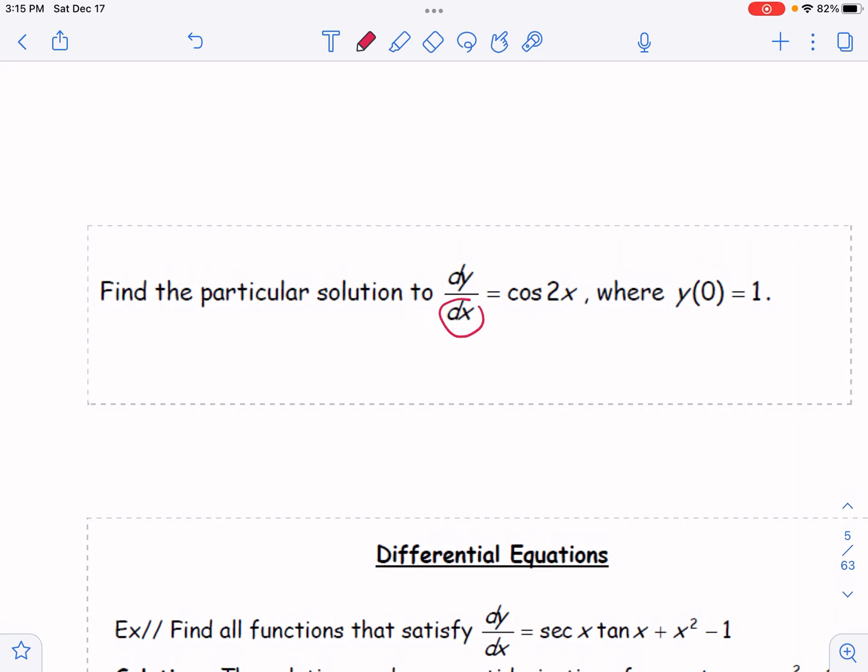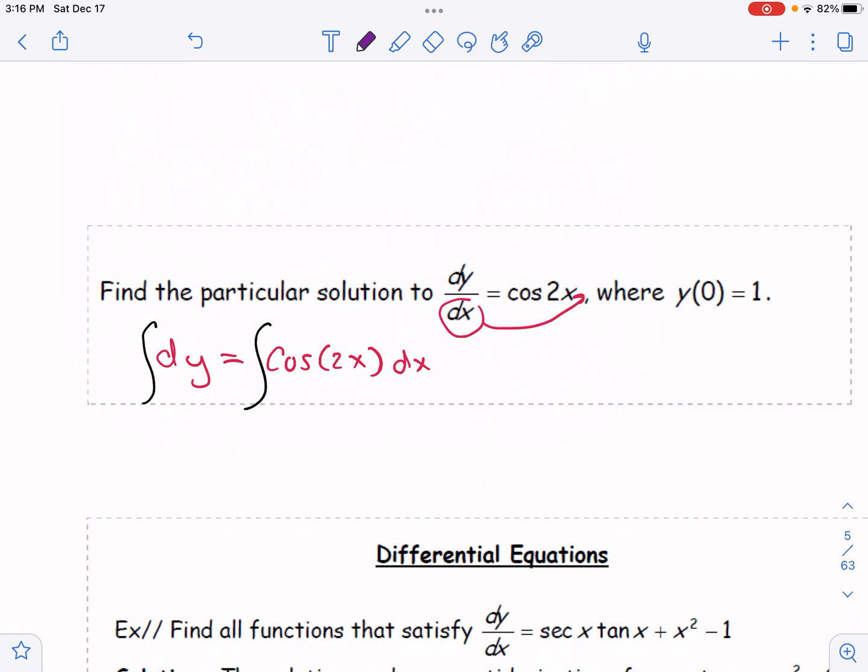But what's typically done in preparation for this notationally is you move that dx over there so that you write dy equals cosine. I'm just going to indicate that that's the whole input, 2x dx. And then you're taking an antiderivative. When you take the antiderivative of dy, you're going to get y.